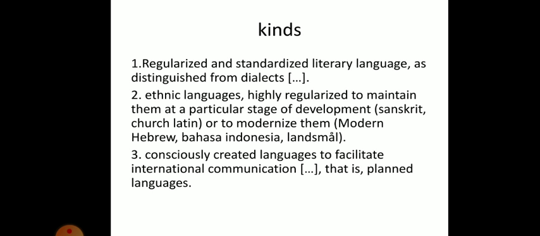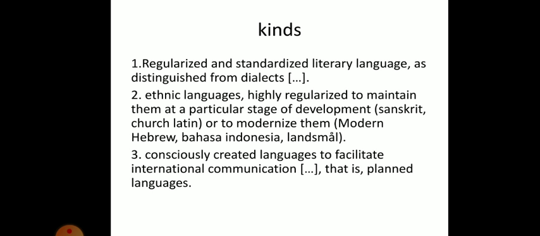As far as different types or kinds of artificial languages are concerned, the following main types have been recognized. The first category is the regularized or standard literary language as distinguished from dialects. Yes, a clear example can be standard English. Standard English is a specified variety of language that is used in the educational institutions of England and in the news media like BBC, and it is represented in the spoken form as RP or received pronunciation.